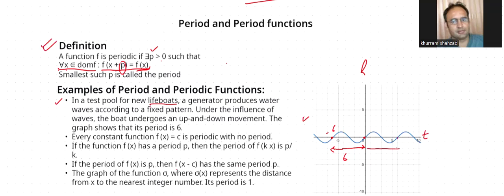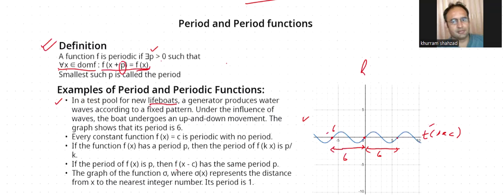So the distance between these 2 points is also again 6. So it means that this graph is repeating its position after every 6 units of time. So its period is 6. If this time is taken in seconds, then its period is 6 seconds. So the period is actually the smallest interval after which the graph is repeating itself.